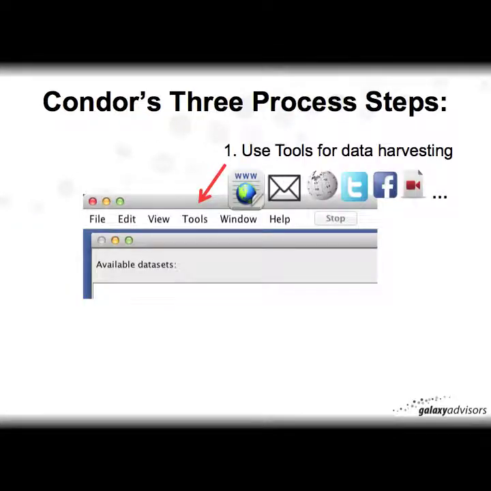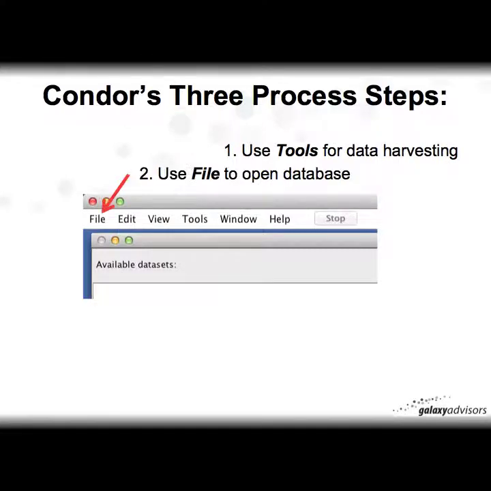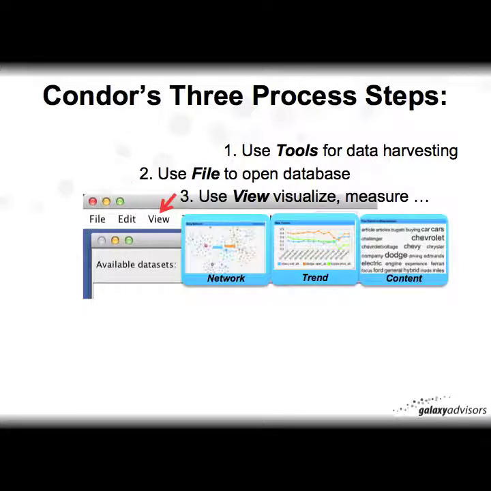So recall that there's really kind of 3 process steps. You start by using the tools that gives you access to data harvesting across 6 major categories: the web, mail, Wikipedia, Twitter, Facebook, and video. After you're done harvesting, you use the file command to open that specific database and its corresponding data sets. And then you spend most of your time with the view command to visualize and measure and to analyze the content.